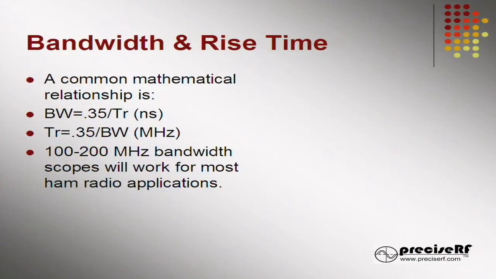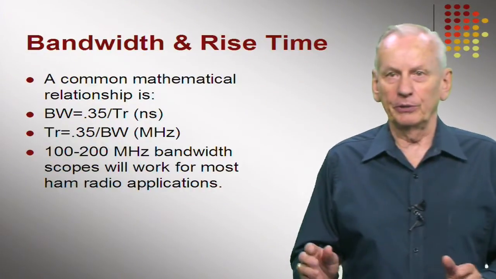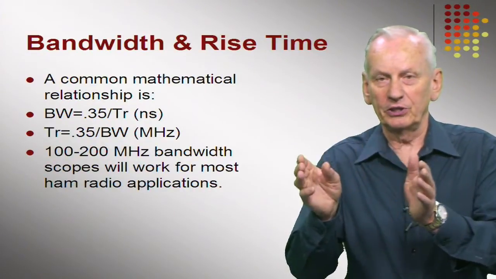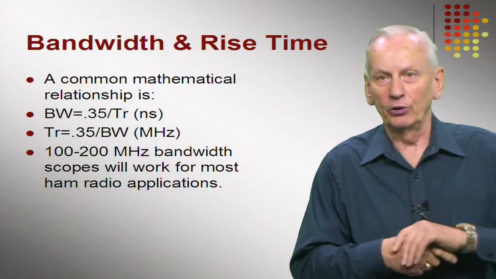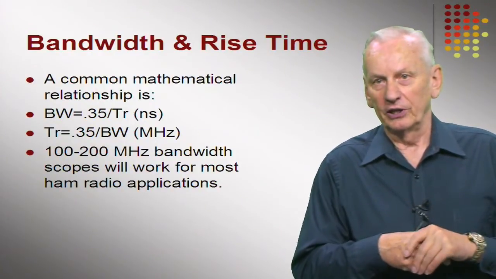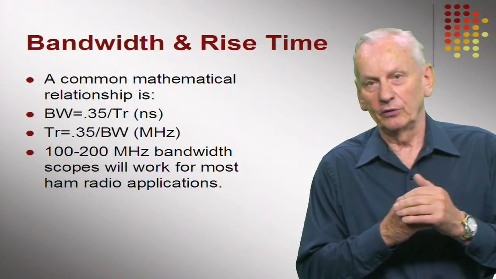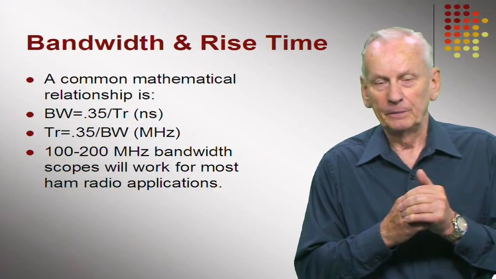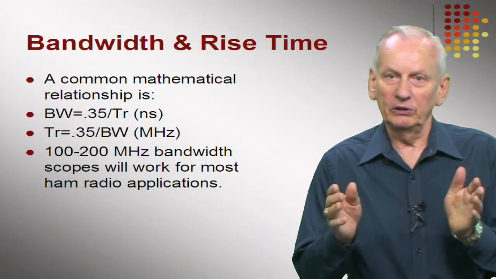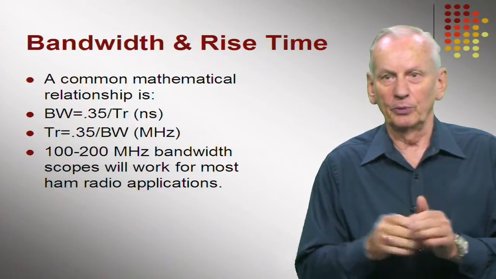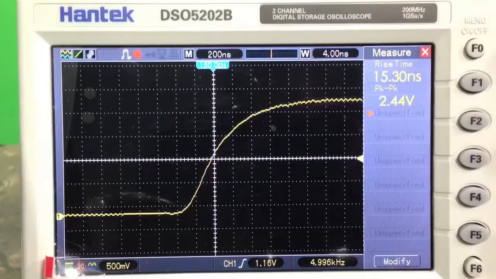Now, we know from prior study that a common mathematical relationship between bandwidth and rise time is: bandwidth equals 0.35 over the rise time in nanoseconds, or rise time equals 0.35 over the bandwidth in megahertz. So for ham radio work, a 1 to 200 megahertz oscilloscope is all you really need.